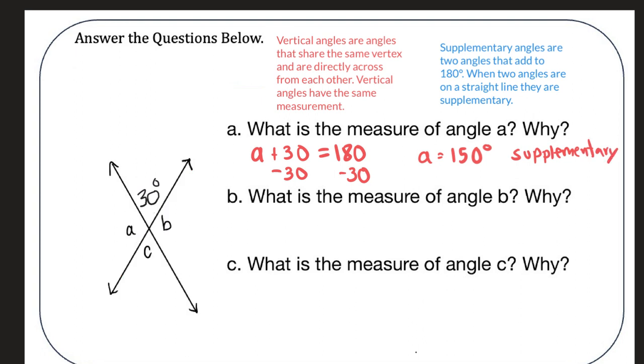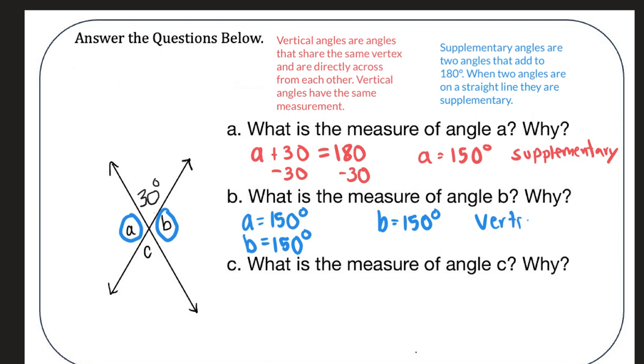The next thing we need to do is find the measure of angle B. So I have A and B. We know that A and B are on opposite sides of those two lines, so we call those vertical angles. So if A is 150 degrees and vertical angles are equal, B is also 150 degrees. So we know B is equal to 150 degrees because of vertical angles.